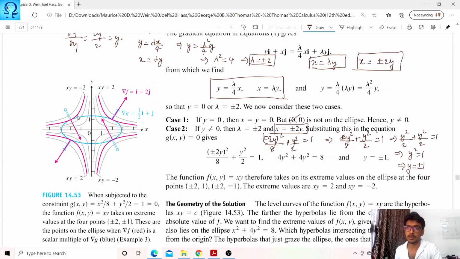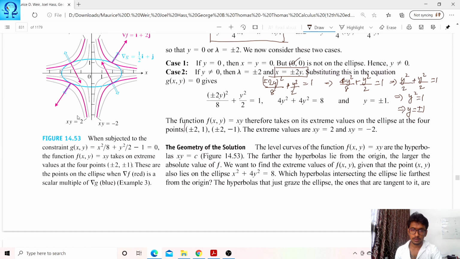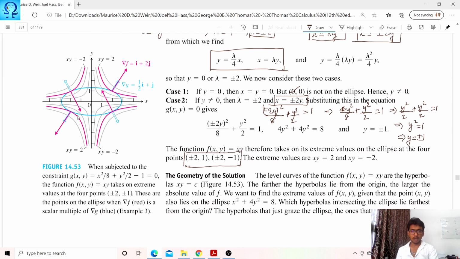Therefore y is plus or minus 1. If y is plus or minus 1, then x is plus or minus 2. So you are going to get these 4 possible values. At all these points you are going to get your extreme values. The extreme values can be either maximum or minimum. The maximum value is 2 when both are positive or both are negative, and one positive and one negative gives xy as minus 2, which is the minimum value.